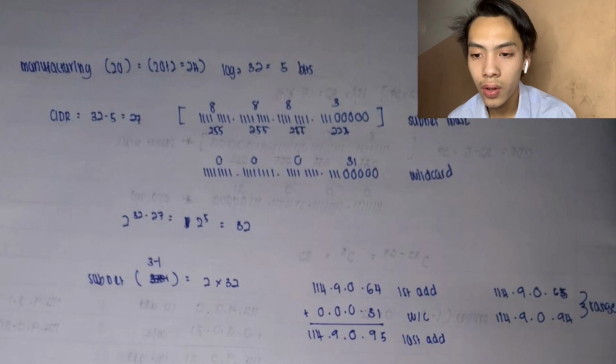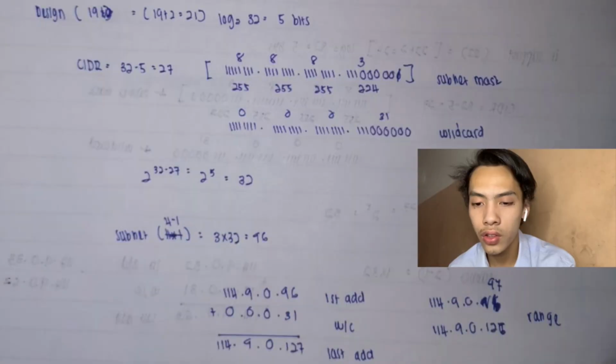Then the first address is 114.9.0.64. For the wildcard, we get 0.0.0.31, and the last address is 114.9.0.95. Then we calculate the first address plus 1 and the last address minus 1, and then we get the range for the subnet manufacturing.